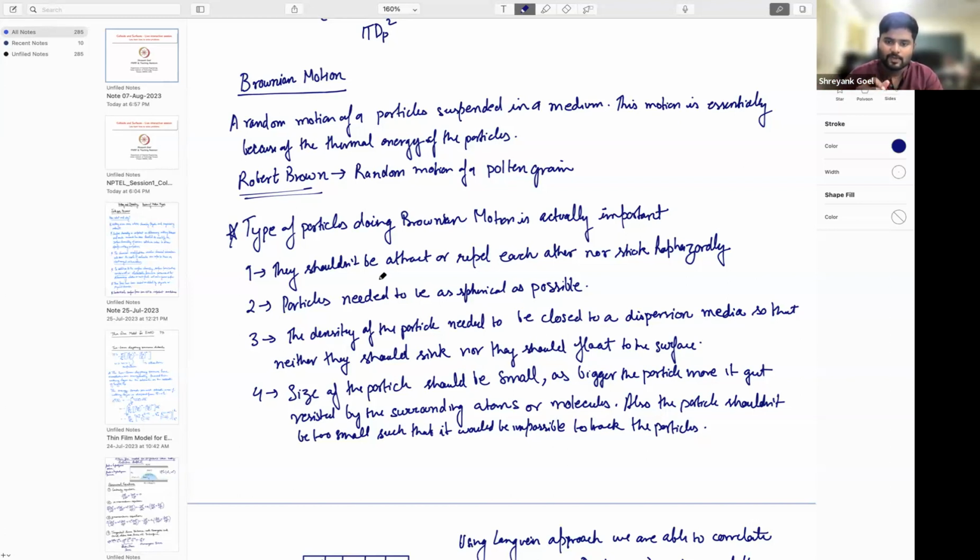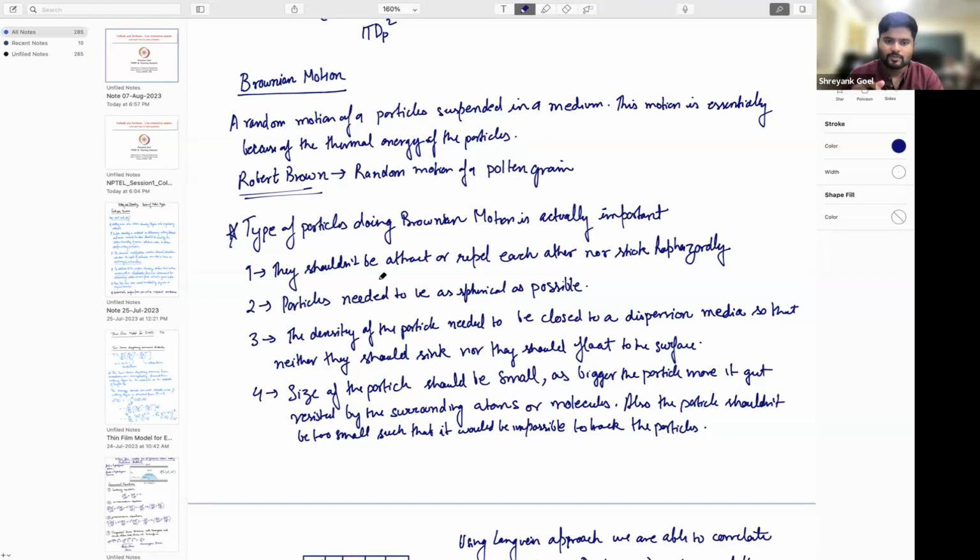The particle needs to be as spherical as possible because we will use the Stokes-Einstein theorem to calculate the hydrodynamic radius and other quantities, and that is valid for spherical particles only. The density of the particle should be close to the density of the surrounding dispersion media, so that it should neither sink nor float to the surface.